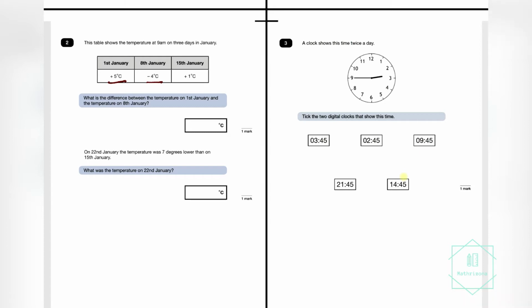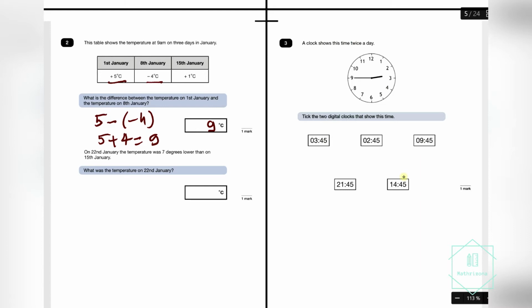If we see these numbers on the number line, it was plus 4, but then it reaches 0 and then 4 further placed down on the number line. So to calculate this, 5 minus minus 4. So minus minus 4, that is 5 plus 4. So the difference is 9 degrees centigrade.